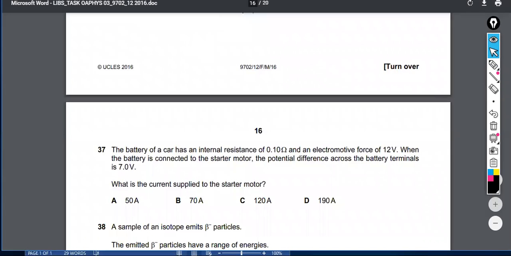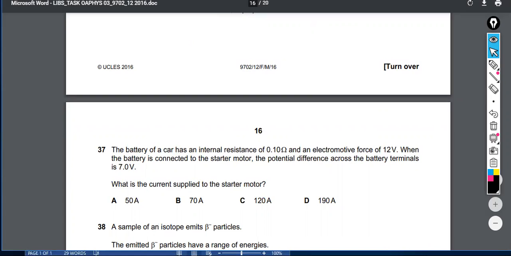All right, Henry, pop quiz. Just for Henry. The battery of a car has an internal resistance of 0.1 ohms and an electromotive force of 12 volts. When the battery is connected to the starter motor, the potential difference across the battery terminals is 7 volts. What is the current supplied to the starter motor? Well, Henry works on that. We're going to discuss. Everybody put your pencils down. Henry's going to work on it.